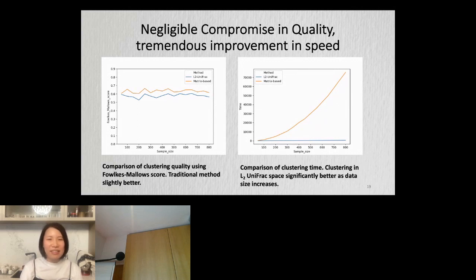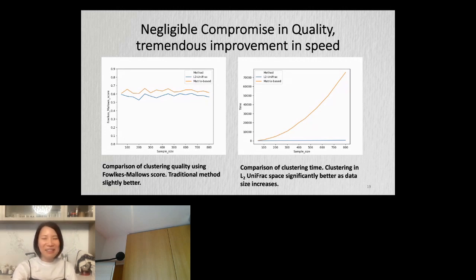And just as a side note, this method also works if we perform the L1 unifrac, and it probably has better results than L2 unifrac. The exact reason for this difference in clustering quality, I do not quite know, and I think it can be quite an interesting mathematical problem for those who are interested.